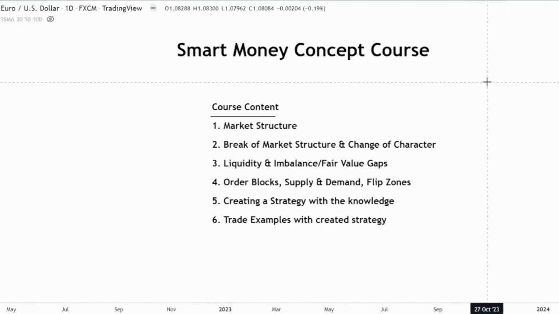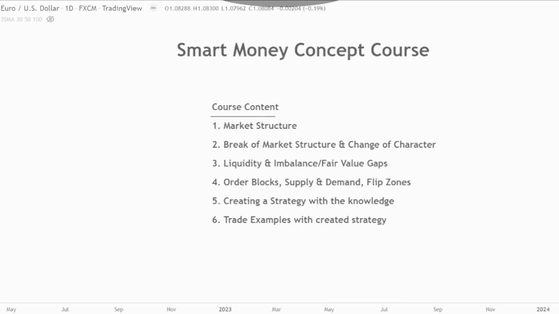I've decided that I want to share my smart money concept simplified course. This course will be very simplified, but it will hold a lot of information and it will help you in becoming a smart money concept trader. And I've only decided that I'll teach you just the things that you need to master smart concept strategy. So let's get to it.